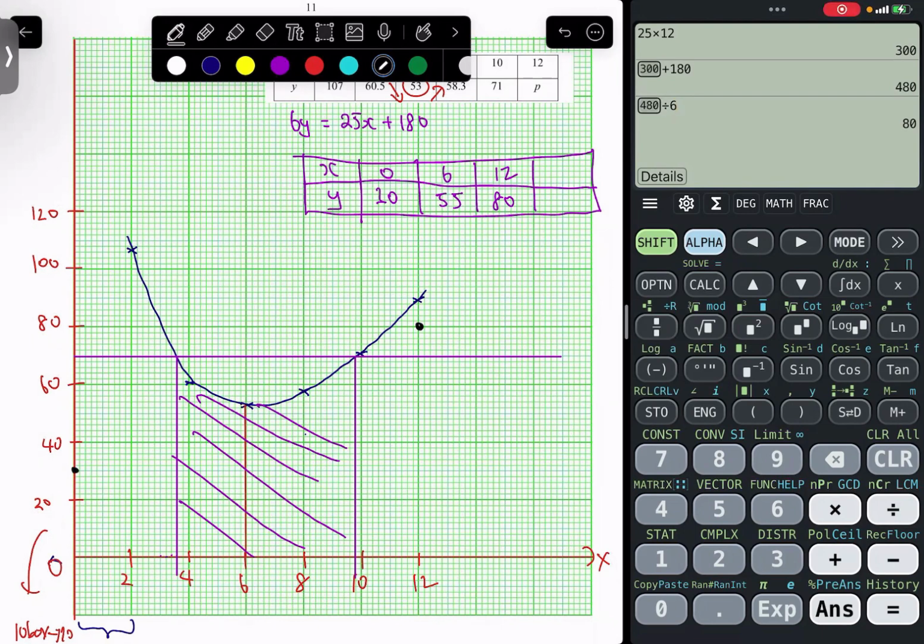In between, 6 and 55. Let's get that, and so 40, 2, 4, 6, 8, 10, 2, 4, 6, so somewhere over here. Then we'll have the straight line graph down here.